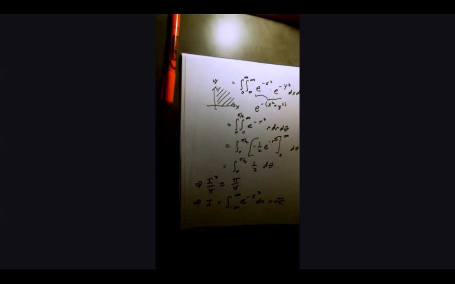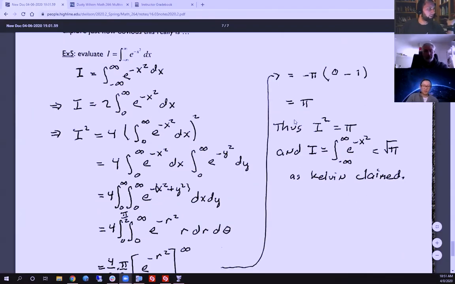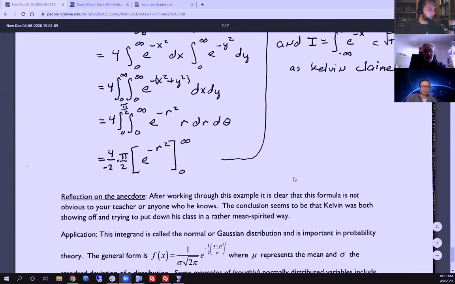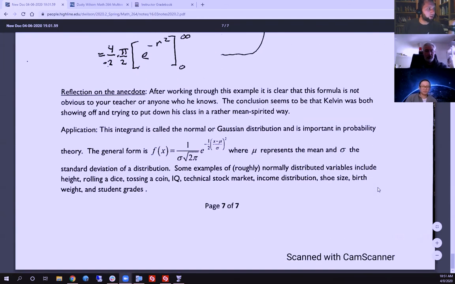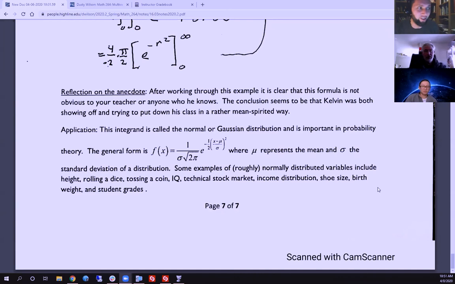All right, I want to pull this stuff back together and conclude. The derivation is here in the notes if you want to work through it more slowly. But after working through this example, it is clear that this formula is not obvious. It's not obvious to me, and it's not obvious to the author that wrote it the first time. So the conclusion seems to be that Lord Kelvin was showing off and putting down his students and being mean about it all at the same time.